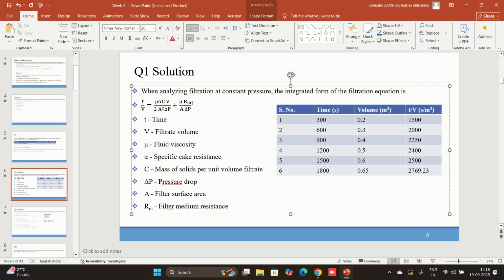So what we are doing, we are first writing out the formula. For filtration at constant pressure, the integrated form of the filtration equation is t by V is equal to mu alpha C V by 2 A square delta P plus mu into Rm by A into delta P. Here t is time, V is the volume of filtrate collected, mu is the fluid viscosity, alpha is the specific cake resistance, C is the mass of solids per unit volume of filtrate, A is the filtrate surface area, delta P is the pressure drop, and Rm is the filter medium resistance.